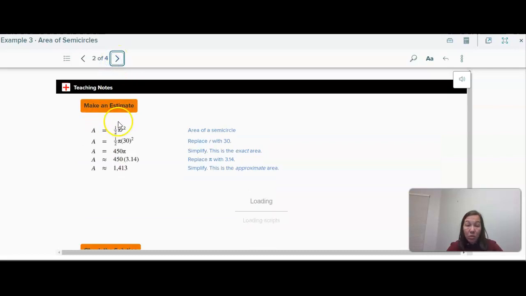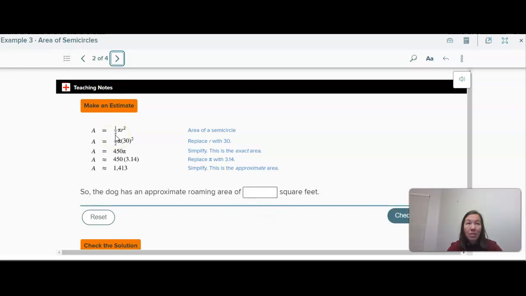So it's only half a circle, so we only want half pi r squared. We're only going to have half the pi, not the whole pi. The whole pi is kind of a lot, you guys. Even half is kind of a lot, depending on the size. So half pi r squared.